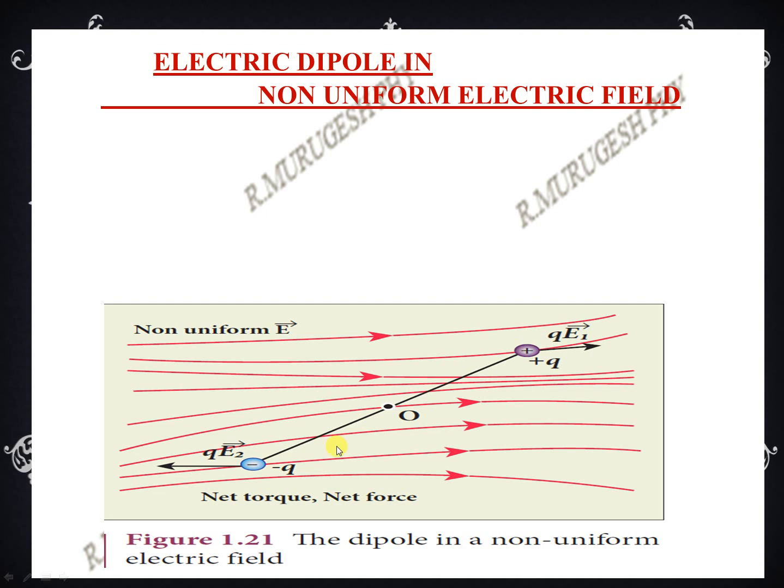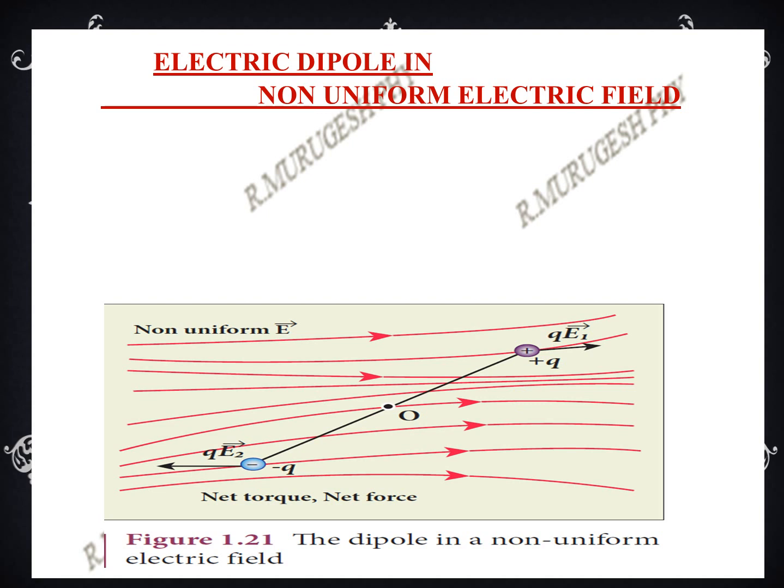Now what happens? Like what we discussed already, on this plus q charge there is a force qE1 vector, which is directed along the direction of the field. On the charge minus q, there is another force which is directed opposite to the electric field. Now, both the forces are opposite but not equal. Why? Because the field values differ. See, E1 is not equal to E2. So both forces are not equal, but they are directed opposite.